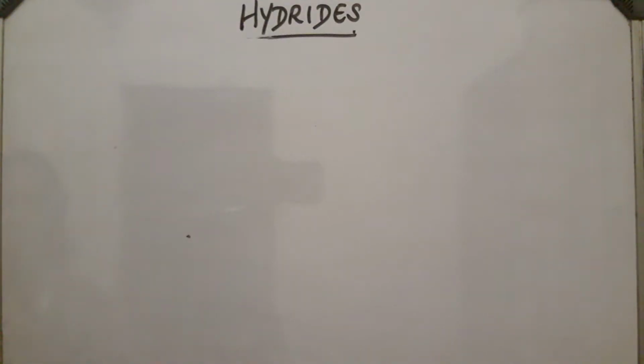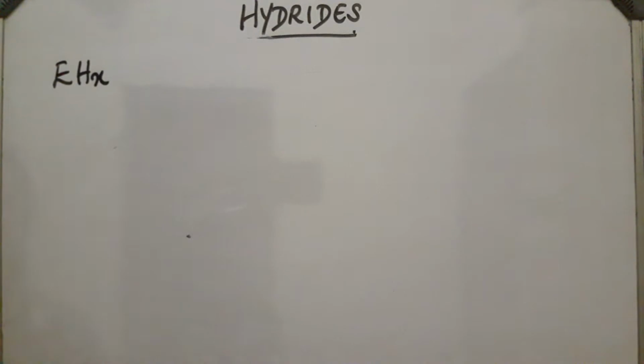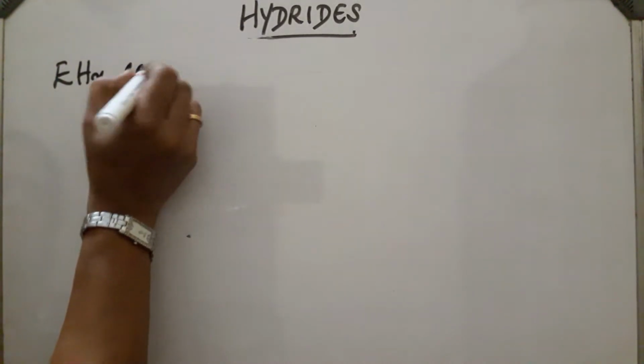Hydrides. Hydrogen combines with a large number of elements, including metals and non-metals except noble gases, to form binary compounds called hydrides, and it can be represented as EHX. E is the element and H is the hydrogen, X represents the number. So, for example, BeH2.